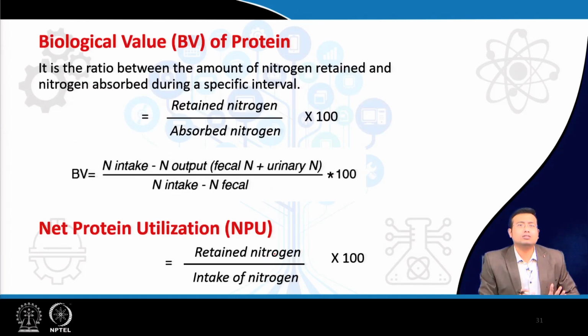The first one, biological value, is defined as retained nitrogen divided by absorbed nitrogen, multiplied by 100. All of these are dimensionless. How do we calculate retained nitrogen? Nitrogen intake minus nitrogen output, very easy. And what is nitrogen output? Urine plus fecal. And how can we calculate absorbed nitrogen? Nitrogen intake minus nitrogen excreted in feces. Next, NPU, net protein utilization: the amount of nitrogen retained divided by the amount of nitrogen taken, multiplied by 100.